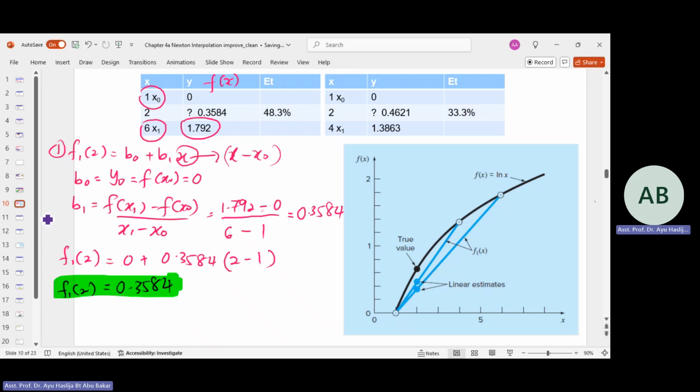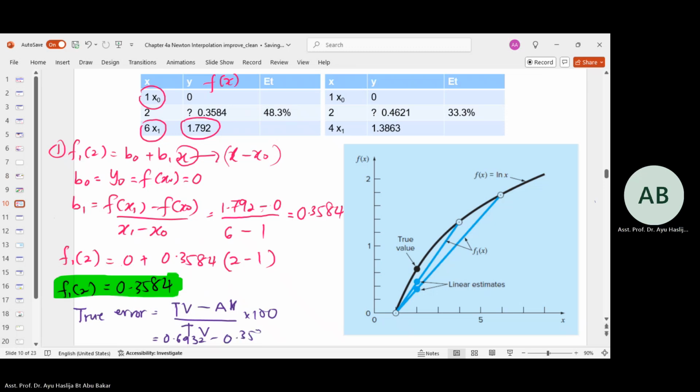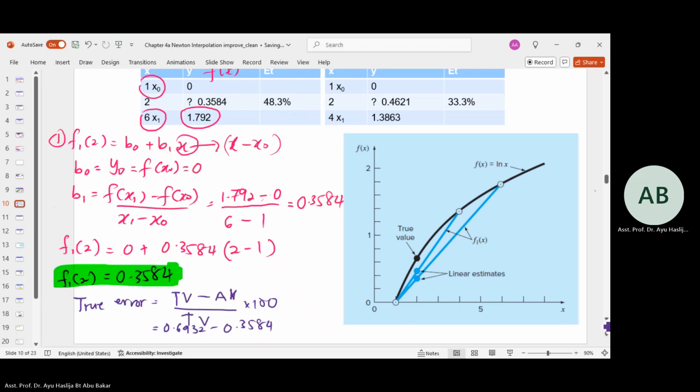Okay, so the true error: true value minus approximate value over true value times 100. So your true value just now, the one that you pressed from your calculator, which is 0.6932, minus the approximate value, the one that you calculated, over the true value.